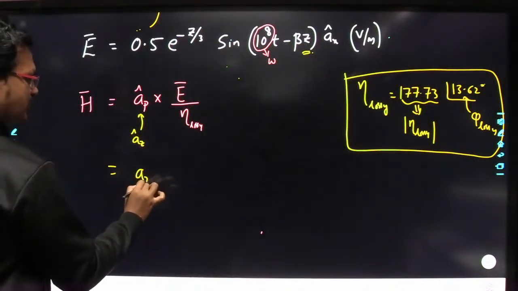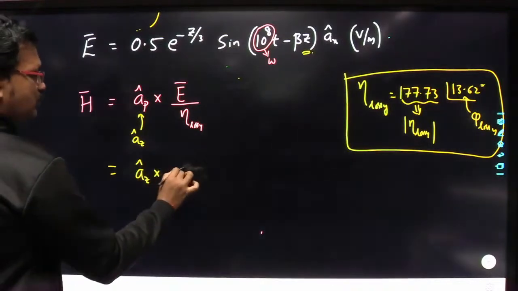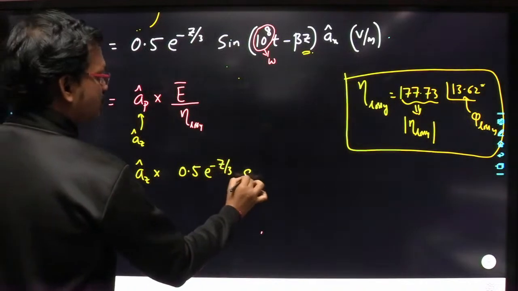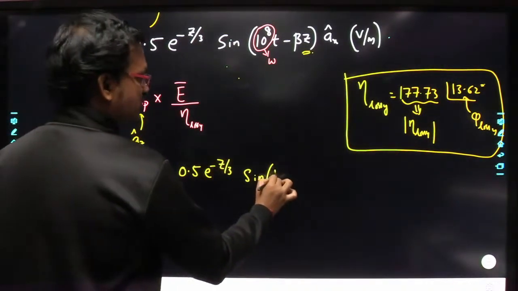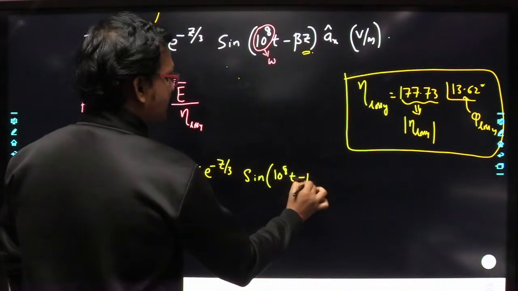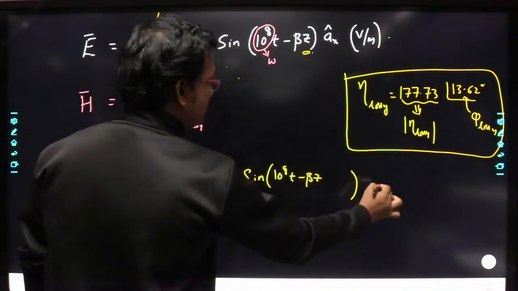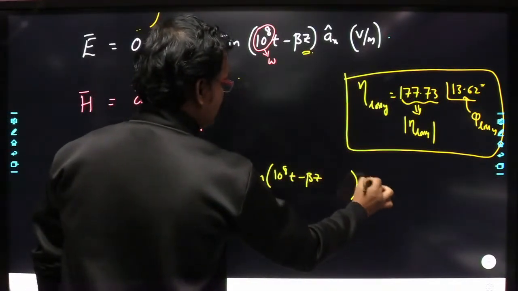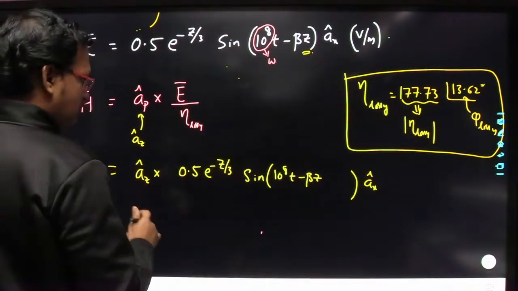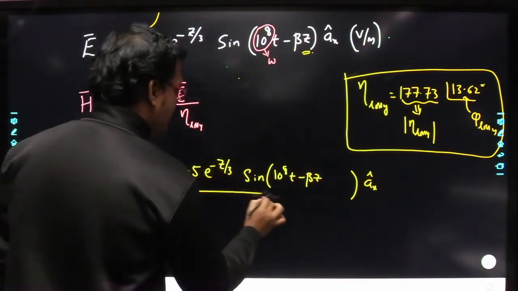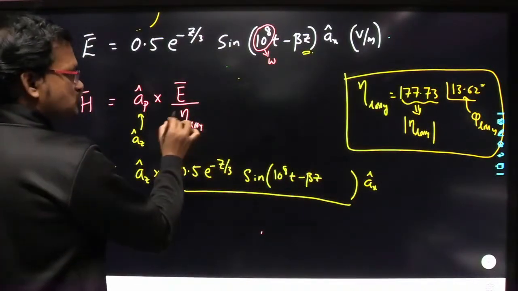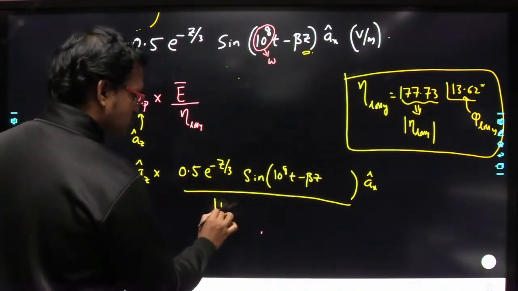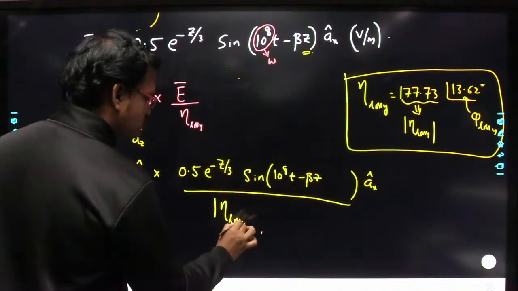So write down here AZ cap cross E bar, which is 0.5 into e power minus z by 3 into sine of the phase of the wave, 10 power 8 t minus beta z, into AX cap. Now we are dividing this with eta lossy, so it is going to have magnitude as well as phase shift. Whenever you write the magnitude, just write the magnitude of eta lossy.